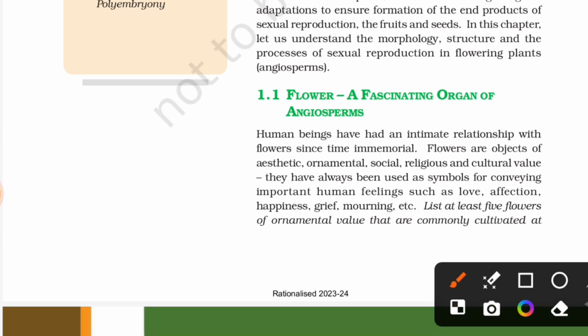Human beings have had an intimate relationship with the flower since time immemorial. Flowers are objects of aesthetic, ornamental, social, religious and cultural value. They have always been used as symbols for conveying important human feelings such as love, affection, happiness, grief, mourning, etc.